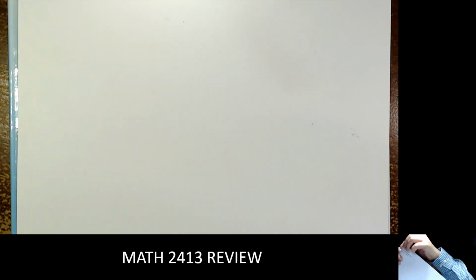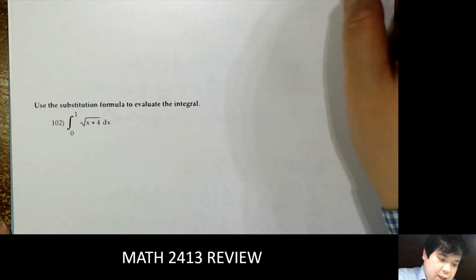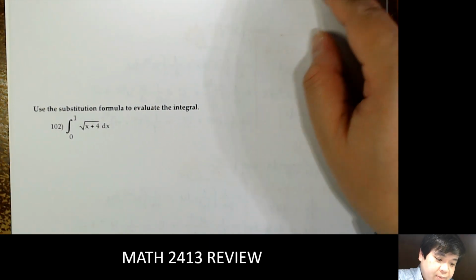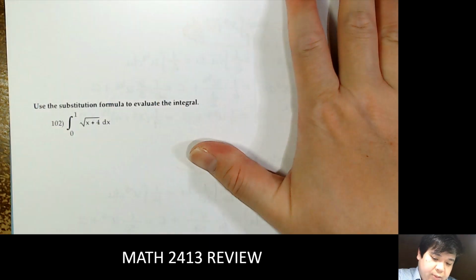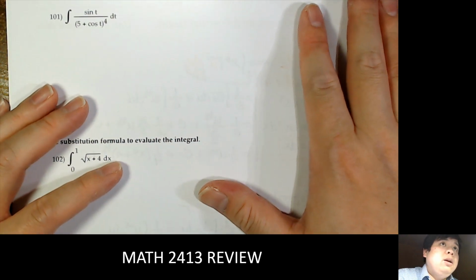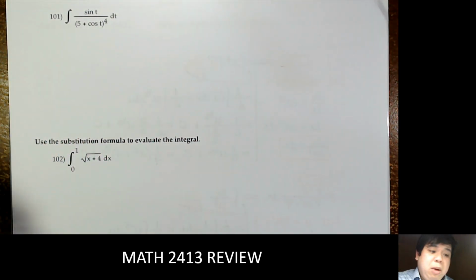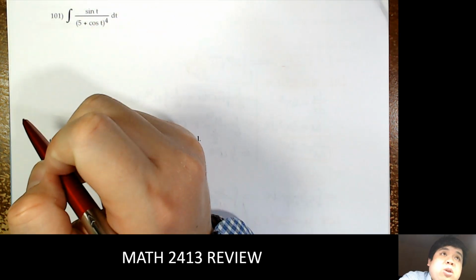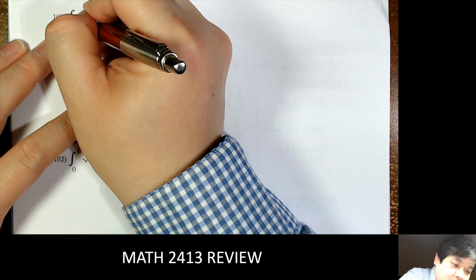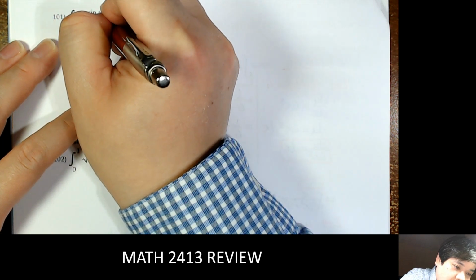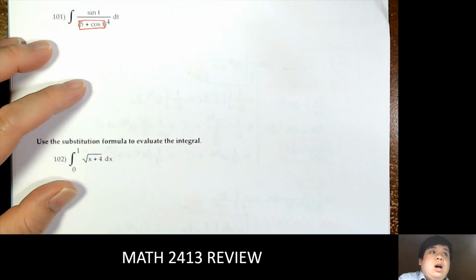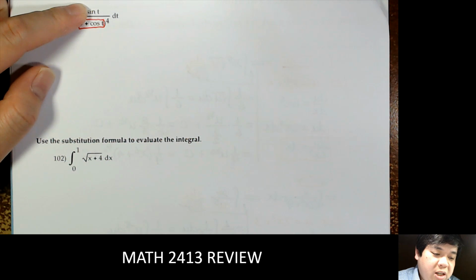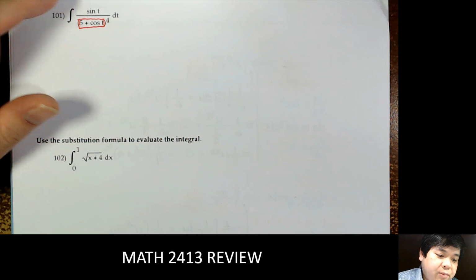Right. So more substitution. On this one, remember whatever we let equal to u, when we take the derivative, we cancel with the rest of the problem. Now if we let u equal to 5 plus cosine of t, the derivative of cosine is sine t, which will cancel with this sine.